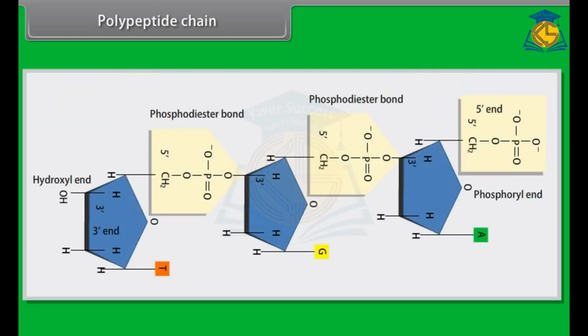A polynucleotide chain has a phosphate moiety at one free end of the ribose sugar. This is known as 5' of the polynucleotide chain. The other free end of the ribose sugar has an attached OH group. This is called 3' of the polynucleotide chain.